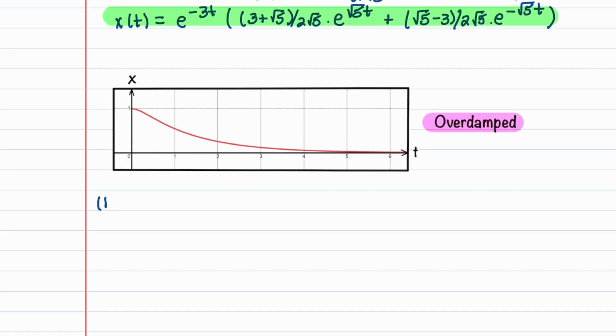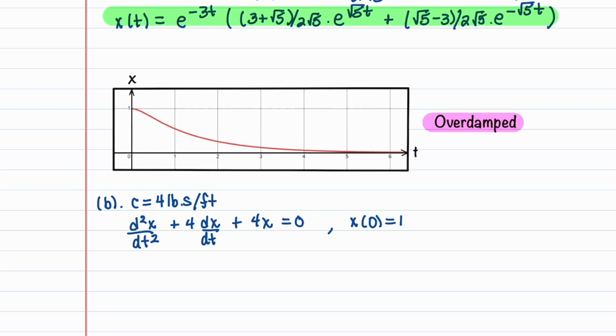Let's now go to case B. In case B, we are told that c is 4 pounds times seconds divided by feet. Our equation of motion is then d squared x dt squared plus c, which is now 4, times dx dt, plus k, which we were told was 4, times x is equal to 0. And then we have the same initial conditions. X at 0 is equal to 1, and then dx dt at time 0 is equal to 0.